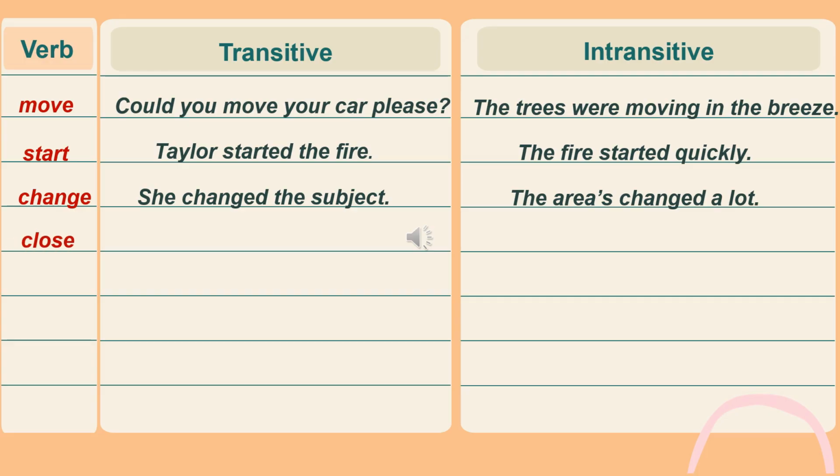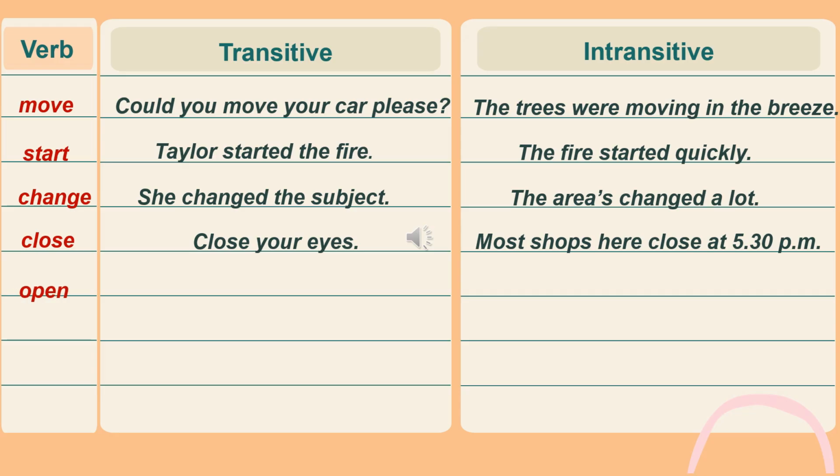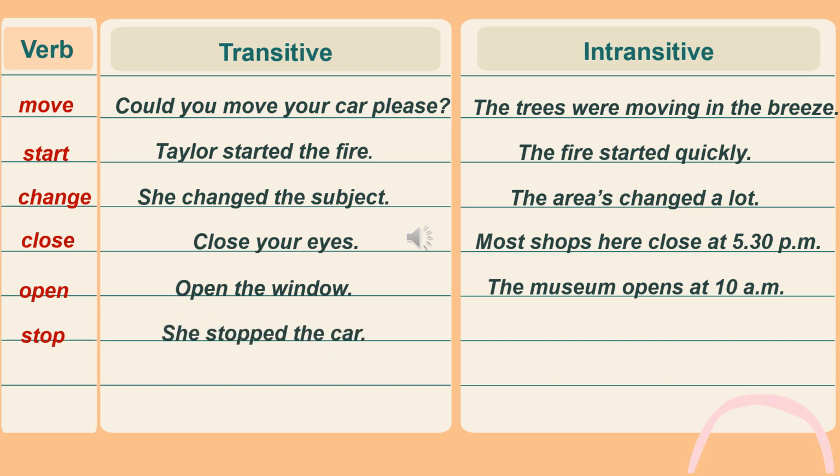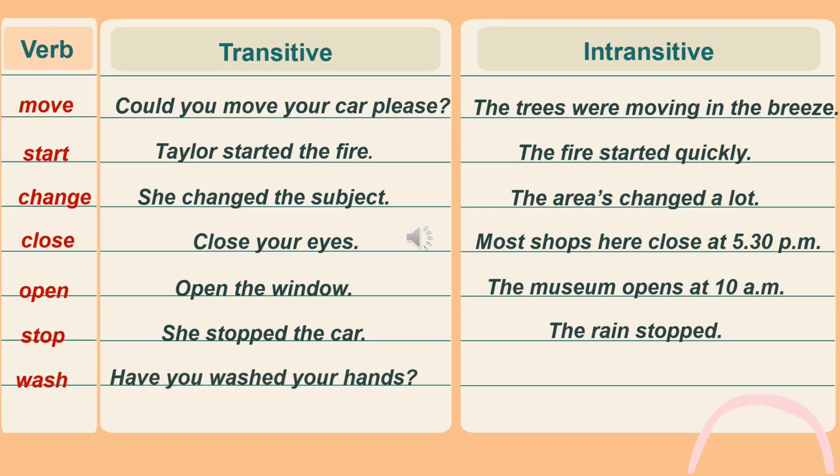No object. Close. Close your eyes. Object, eyes. Most shops close at 5:30 p.m. No object. Open. Open the window. Object, window. The museum opens at 10 a.m. No object. Stop. She stopped the car. Object, car. The rain stopped. No object. Wash. Have you washed your hands? Object, hands. I washed, dressed, and went out.